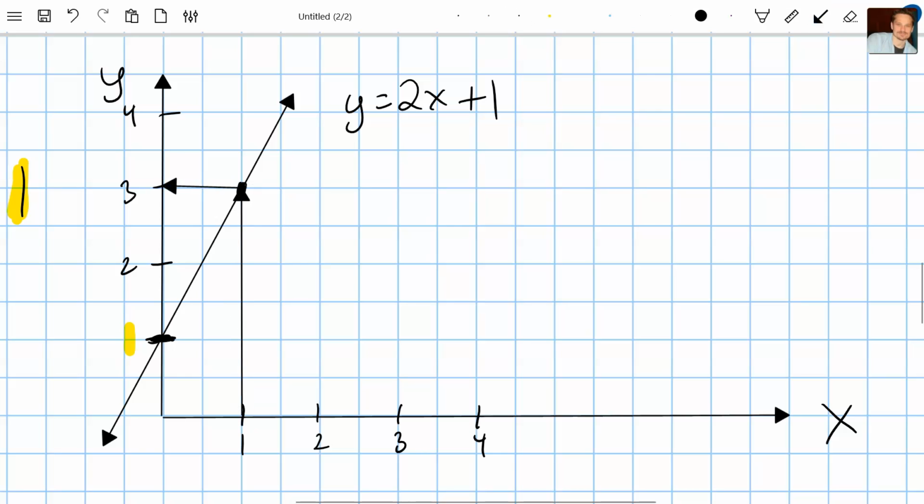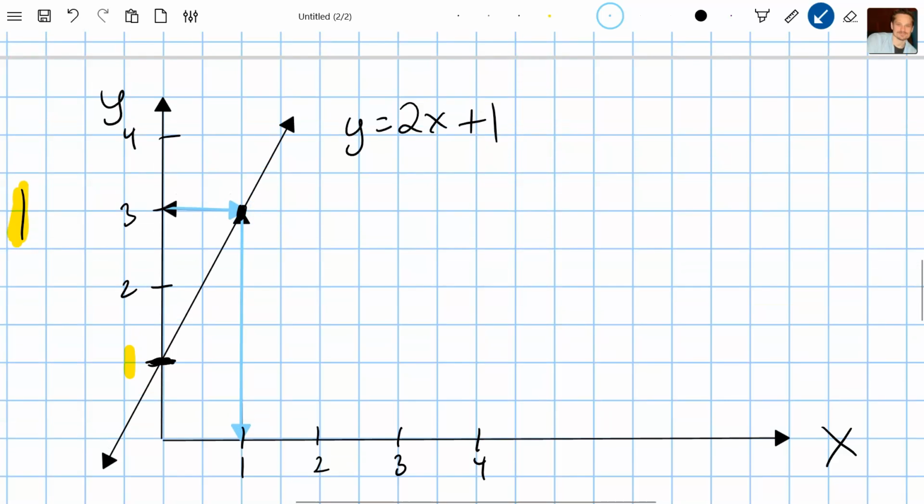So I'm beginning over here. x equals 1 is my input. I go through the graph out to the y-axis, and then 3 is my output right here. To read the inverse, you simply reverse the steps. So in other words, you're going to begin here, you're going to go this way, and then back down to 1. You see that? So the idea is the following.